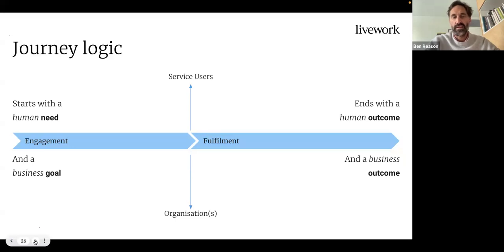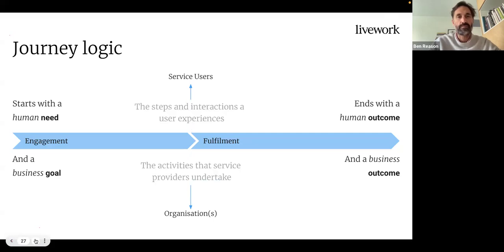It starts with a human need, and what we're looking at is how we align that journey. It also starts with a business goal, and it ends with a human outcome and a business outcome. One of the key things around our metrics approach is making sure that we align these things. Many times we've seen in our work that these things are misaligned, that what customers think is an outcome of a particular journey is not what a business is measuring. So aligning around journeys is a key part of the approach.